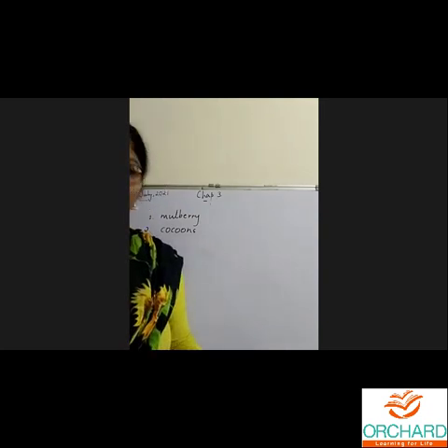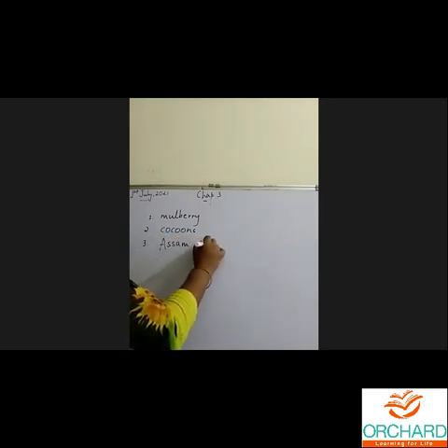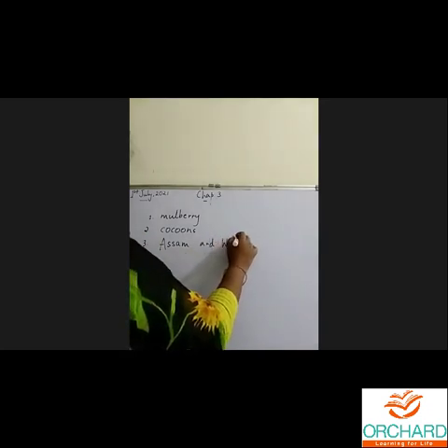So we can write any two states which are the silk producing states of India. In your book, they have mentioned Assam, West Bengal, Madhya Pradesh, Chhattisgarh, Bihar. So you can write any two. I am writing Assam and West Bengal.